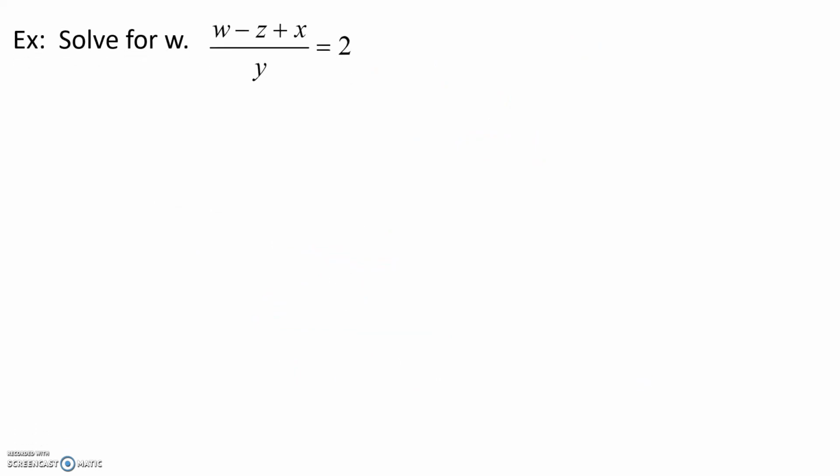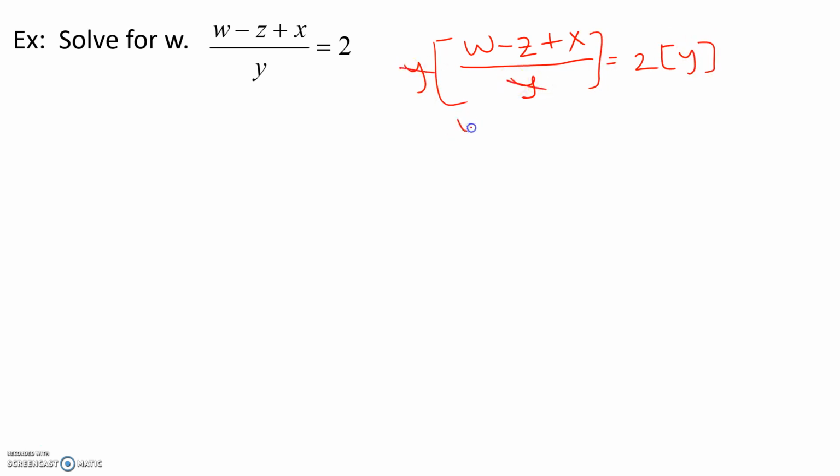This time, let's solve for w. We have w minus z plus x divided by y equals 2. Let me rewrite this. w minus z plus x divided by y equals 2. First step, since we're looking for w, we need to clear the fraction. In order to clear the fraction, we would multiply the left side of the equation by y and the right side of the equation also by y. So the y and y would cancel. We would be left with w minus z plus x equals 2y.